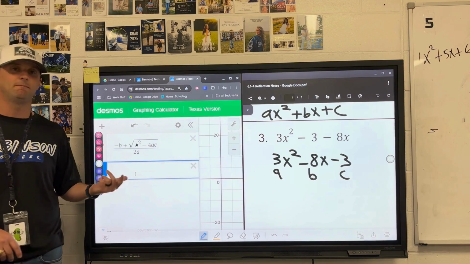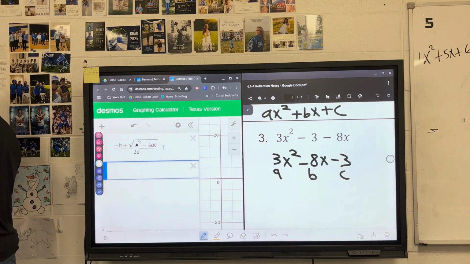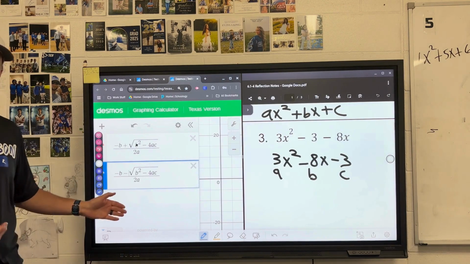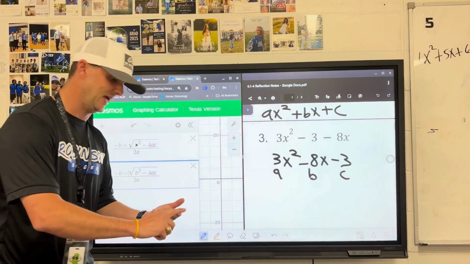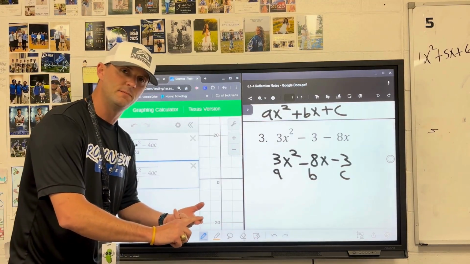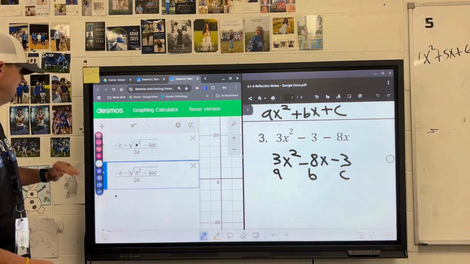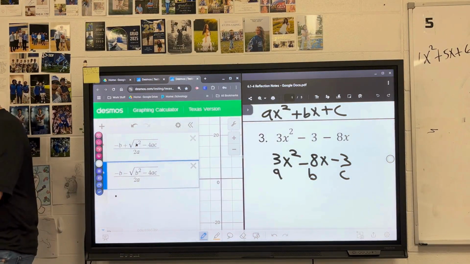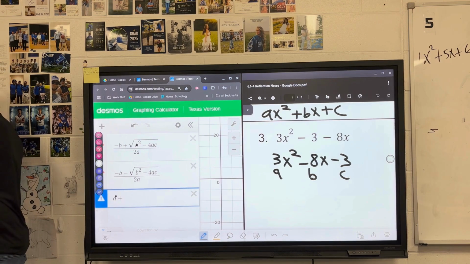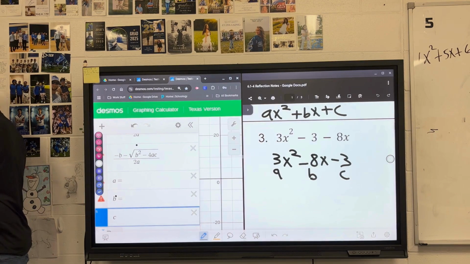Now I need to do the same thing with the negative version. So watch, I'm literally going to copy all of this and paste it down here, but I'm going to change this to a negative value. Now that I got my formula put in, I need to plug the A in for the A, the B in for the B, and the C in for the C. So watch this trick. On my next 3 lines, I'm going to type in A equals, B equals, and C equals.